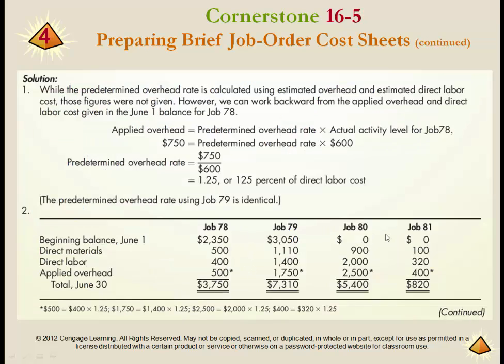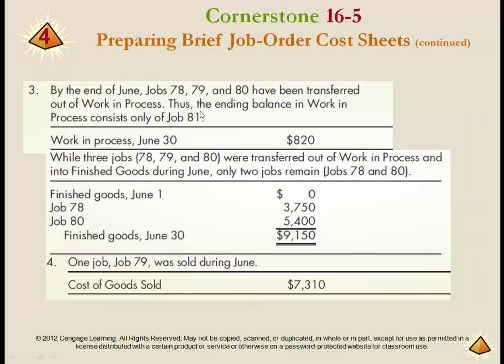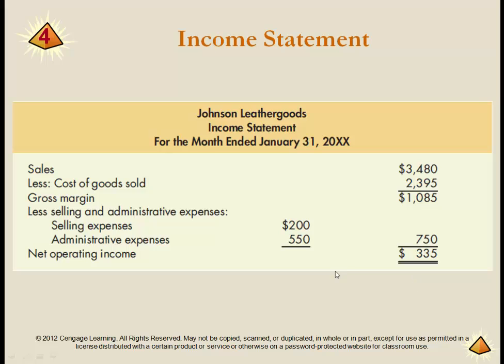And if you go back, you had still one other job that's not done. It's still in work in process, job 81. These other three went to finished goods, and it looks like you sold job 79. So you reduce that, and you credit finished goods and you debit cost of goods sold, and then you credit sales and you debit accounts receivable if it was on account.